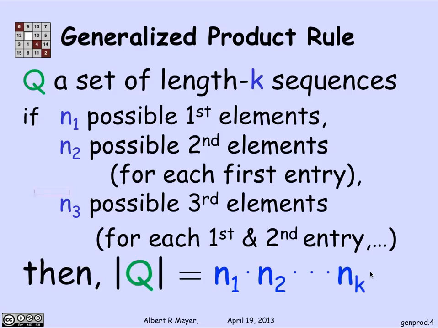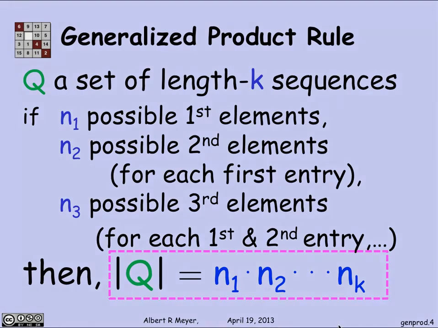Then if you have this kind of a setup, which is exactly what happens when you're picking one student after another and they can't repeat, you discover that the number of length K sequences with n1 first possible choices, n2 second possible choices, down through nk kth possible choices is n1 through nk. So that's the statement of the generalized product rule in the magenta box.